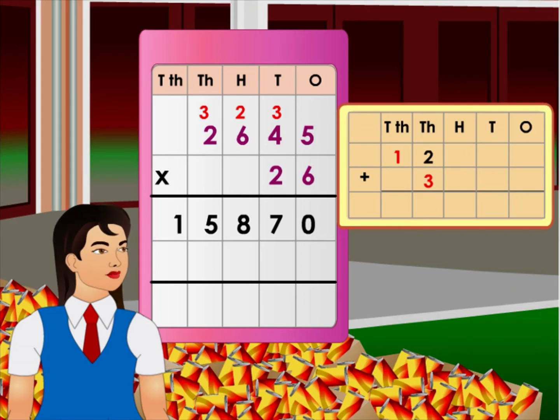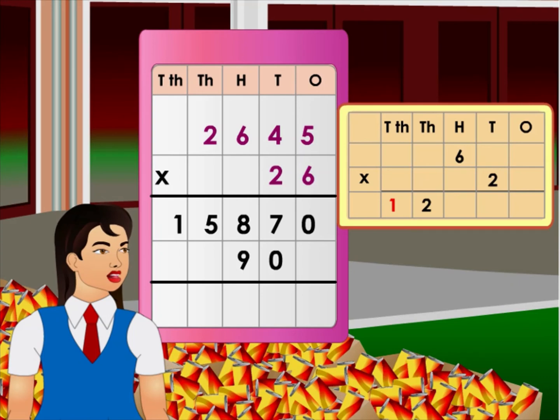Next, I multiply 5 and 2 tens. I get 10 tens. I write 0 below the tens and trade 1 to the hundreds. I multiply 4 tens and 2 tens, which is 8 hundreds. I add 1 to 8 and get 9 hundreds. I write 9 below the hundreds.